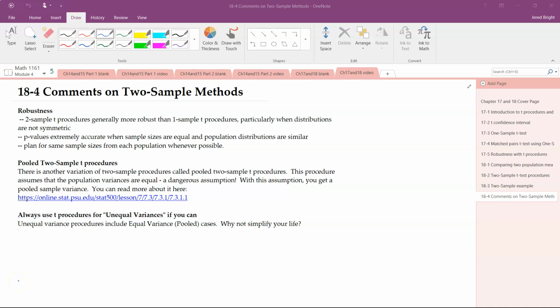Some quick wrap-up comments here on two sample methods. First, we mentioned that back in the one sample case that the t-test was robust, right? At least in the one sample case, and that actually extends to the two sample case. And in fact, the two sample case is actually even more robust than one sample.